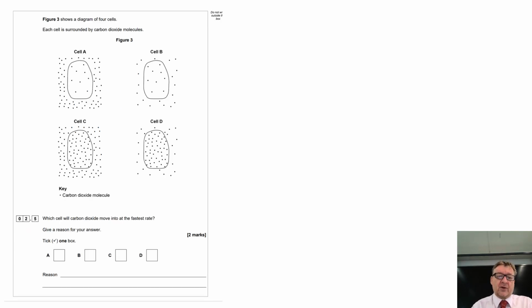Ooh, lots of dots. So what we've got here is a diagram of 4 cells, A, B, C, D. All right, now I can see that there's different amounts of dots around each one. Each cell is surrounded by carbon dioxide molecules. So I assume that the dots inside are carbon dioxide and the dots on the outside are carbon dioxide. Yes, that's what it tells me here. Which cell will carbon dioxide move into at the fastest rate? Move into, right? So I've got my cell there like that. It's which one carbon dioxide will move into the fastest.